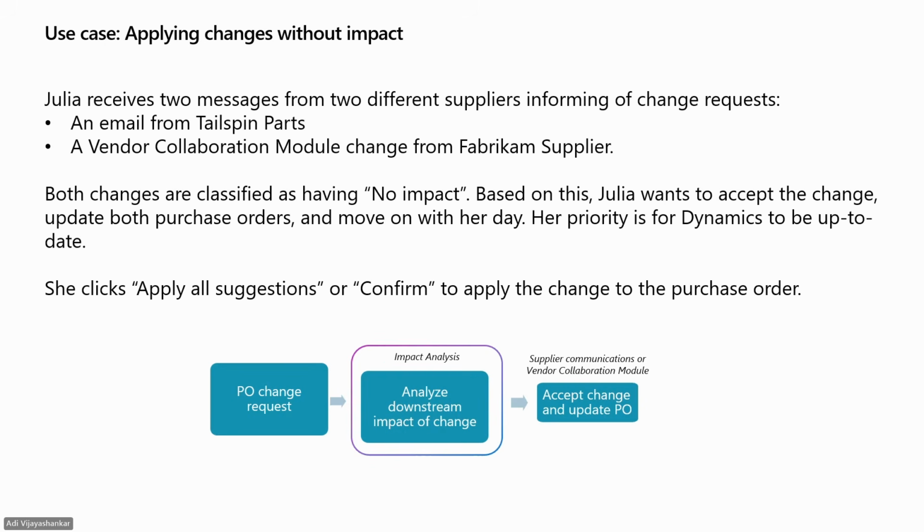She can just apply to the purchase order right away, and determine which changes require further action. Now she can simply see that both of these change requests have no downstream impact because they're classified as having no impact. And based on this, Julia just wants to accept both changes, update both purchase orders, move on with her day. She wants data in Dynamics to be up to date and also not spend unnecessary time on tasks. So she wants to apply both changes and update the purchase order without having to navigate to the purchase order in Dynamics.